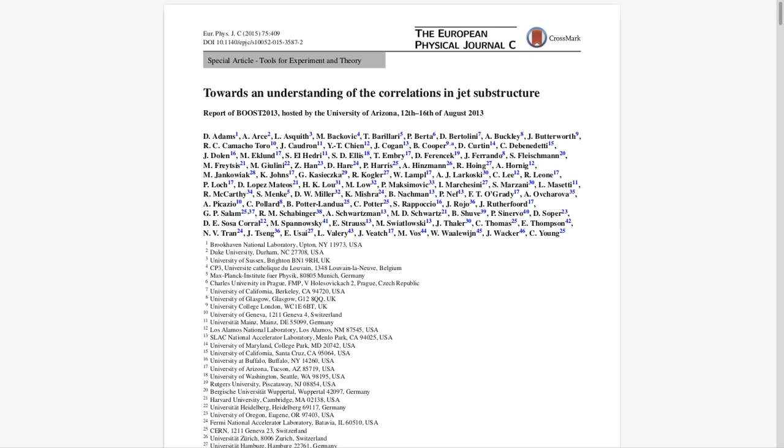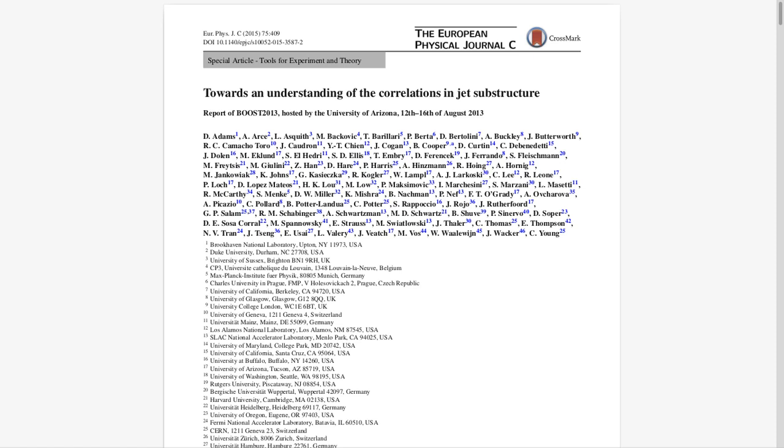So this paper we're diving into today, Towards an Understanding of the Correlations in Jet Substructure, it's all about analyzing these particle showers. Precisely. And it's not just any paper, actually. It's a report from a whole conference. Boost 2013, it's called. That's where all these physicists get together to share their latest and greatest findings about jet analysis. A whole conference dedicated to jets. Sounds intense. What kind of things would they even be discussing? Oh, all sorts of incredibly clever techniques they use to analyze these jets, like grooming and tagging.